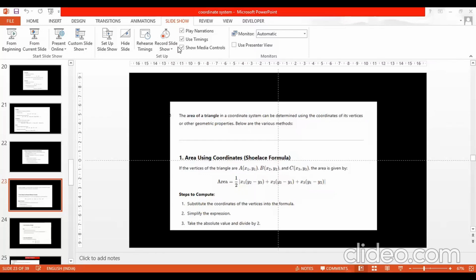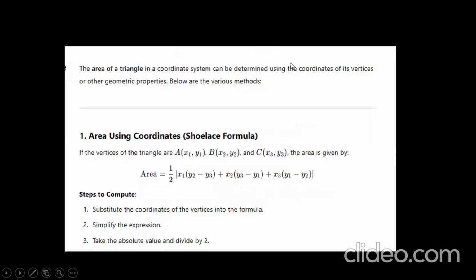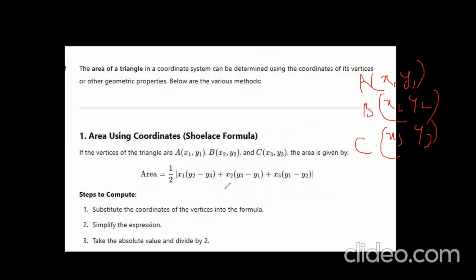Let us observe. So we can write the area of a triangle. If you want to calculate ABC with x1 y1, x2 y2, x3 y3, these are the three points. In order to calculate the area of these three, you can write it as x1 into y2 minus y3 plus x2 into y3 minus y1 plus x3 into y1 minus y2. Substitute the coordinates of the vertices into the formula and simplify it.